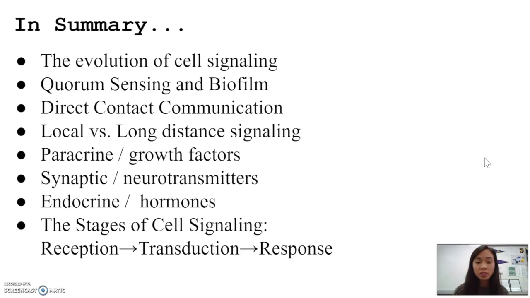There's paracrine signaling, which has to do with growth factors as an example. There's synaptic signaling, which has to do with neurotransmitters being released. And then endocrine, which is long distance signaling, has to do with hormones being released. And finally, we discussed the stages of cell signaling. We learned that cell signaling often is not just the mixture of an enzyme and a ligand, but rather that there are many steps in between, and it takes place in a signal transduction pathway. So there are 3 stages: reception, transduction, and response.